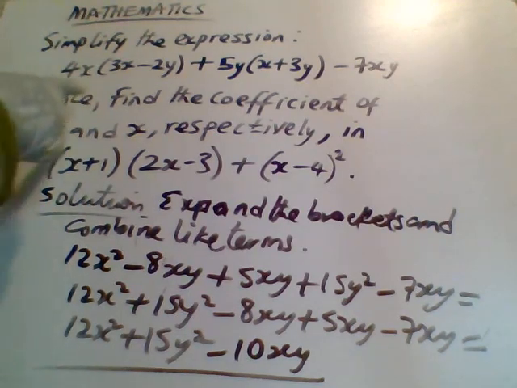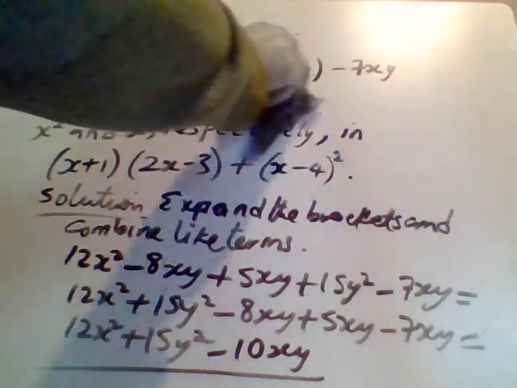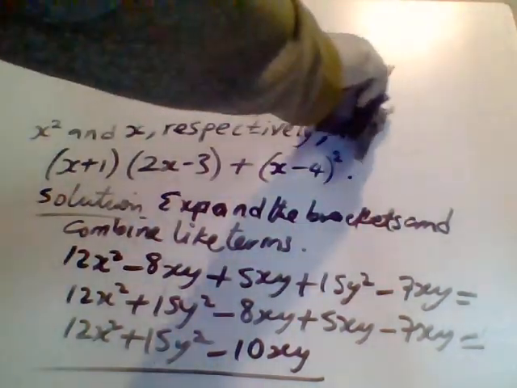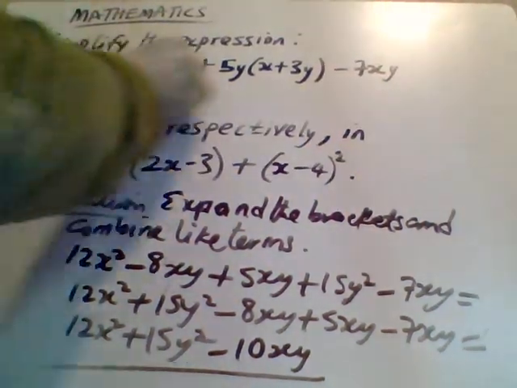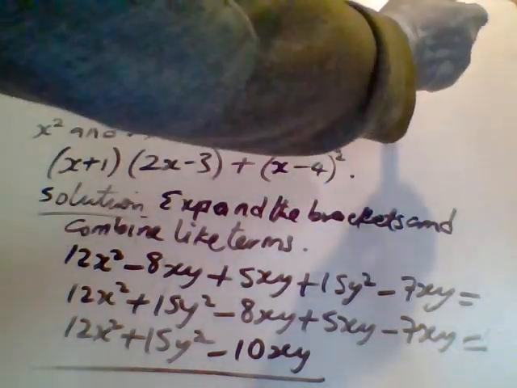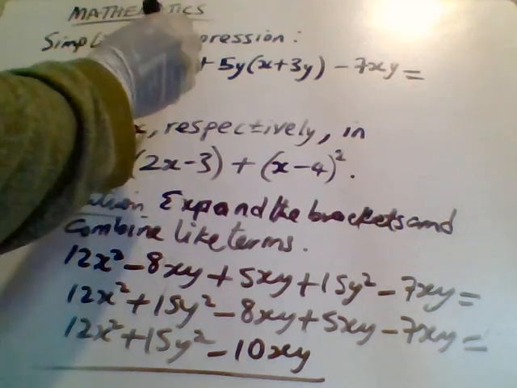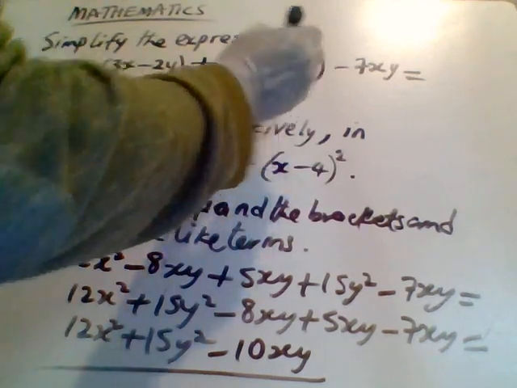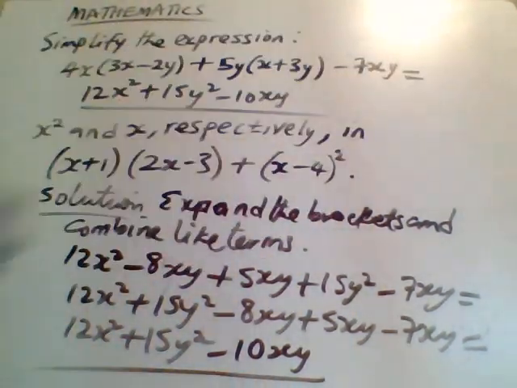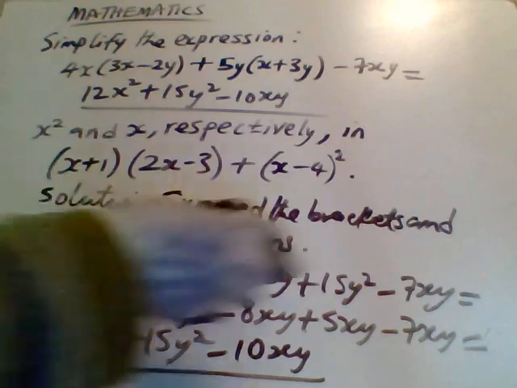So the second thing is to find the coefficients of s squared and x respectively. So let's clean here. We now know that the simplification of this is equal to 12s squared plus 15y squared minus 10sy. And that is the answer. So we have to find the coefficients of s squared and x in the expansion of this expression given.